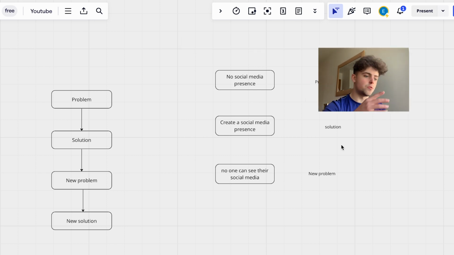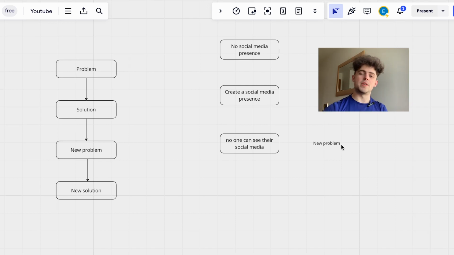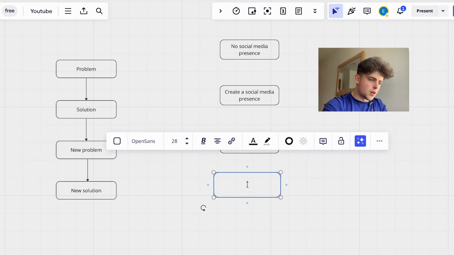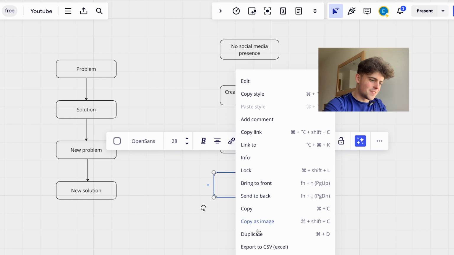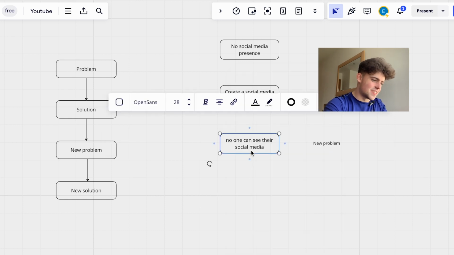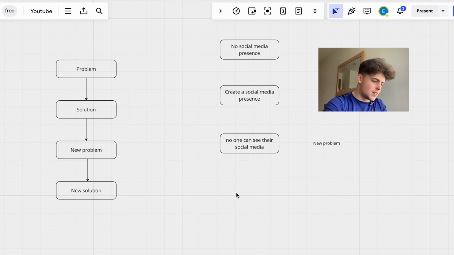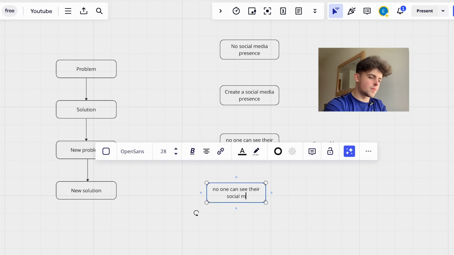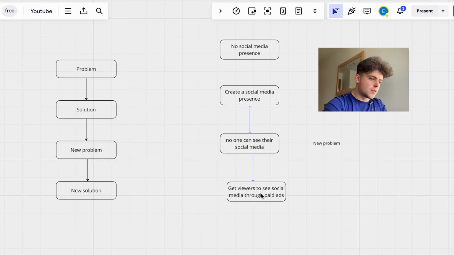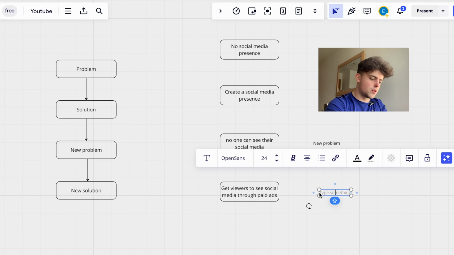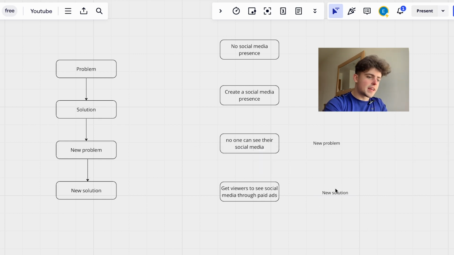So problem, solution, new problem. No one can see their social media. What is going to be the new solution to this new problem they didn't even know they had? The solution is going to be, no, it's the same size, right? No one can see their social media. So the solution is going to be get viewers to see social media through paid advertising. And that is your new solution to the new problem. And I'm going to take new solution here as well. And that is real value.